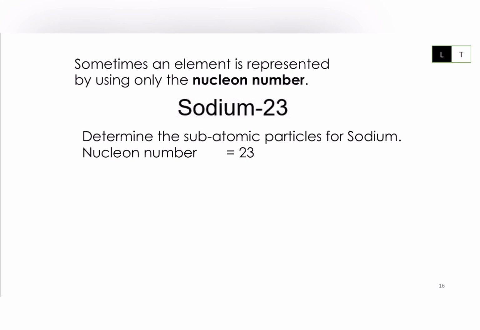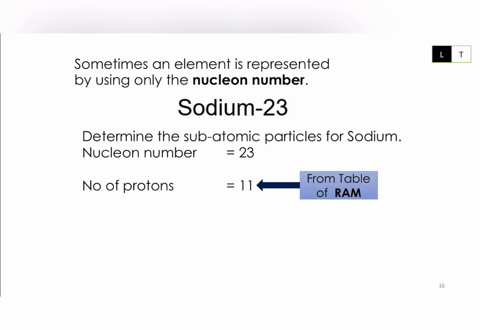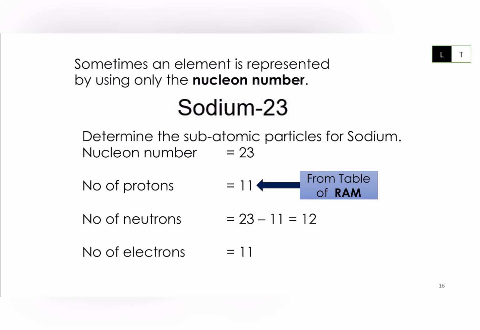So the number of protons, how did I get 11? This is where you are going to use the table of relative atomic mass. And here, from the table, I got 11 as my number of protons. So can I determine the number of neutrons? Yes, I can minus. And the value for the number of neutrons is 12. And because this sodium is a neutral atom, there is no charge. So that's why the number of electrons is the same as the number of protons.